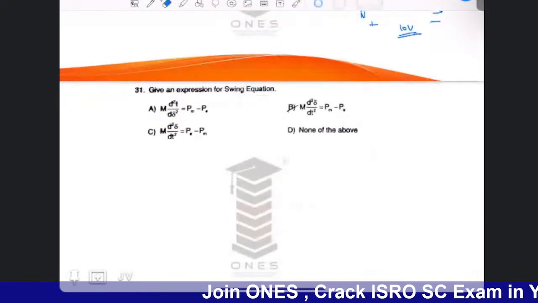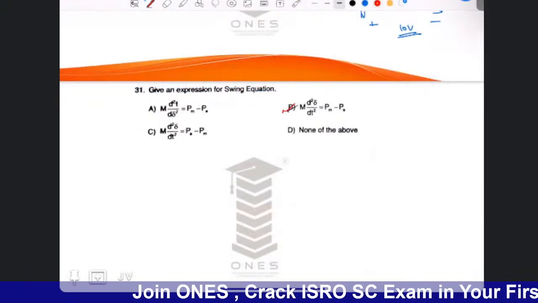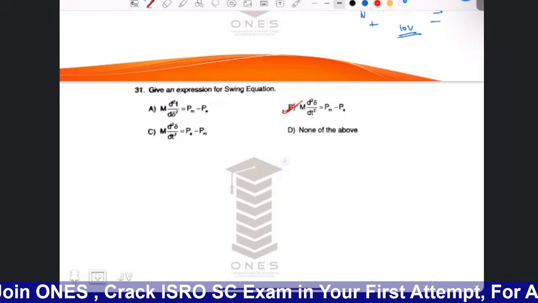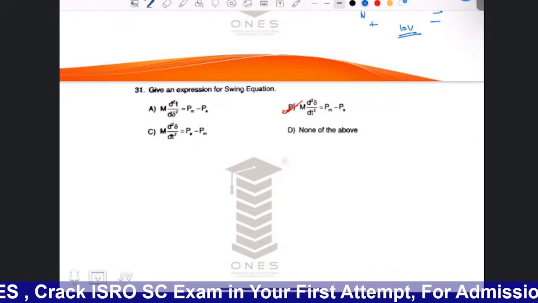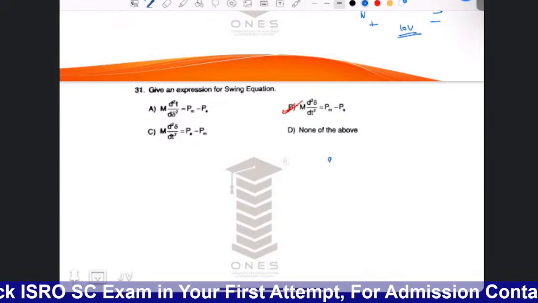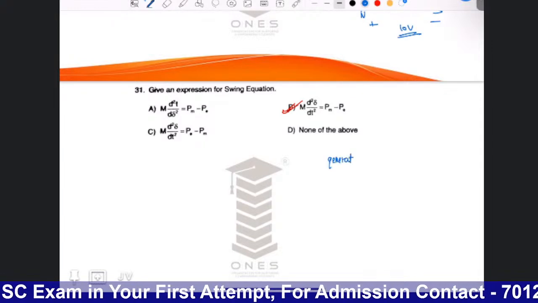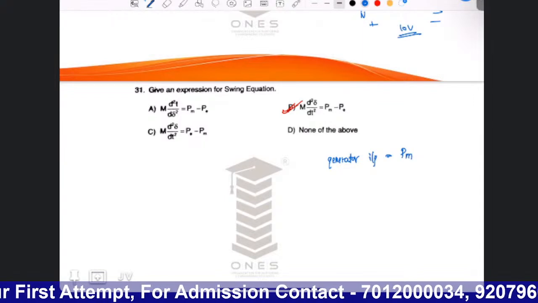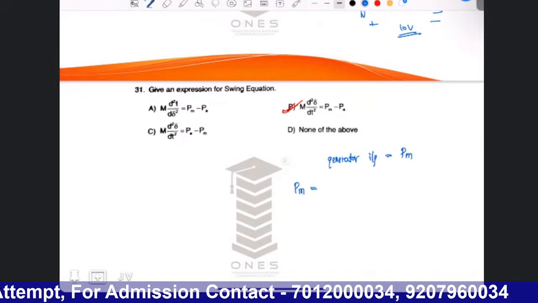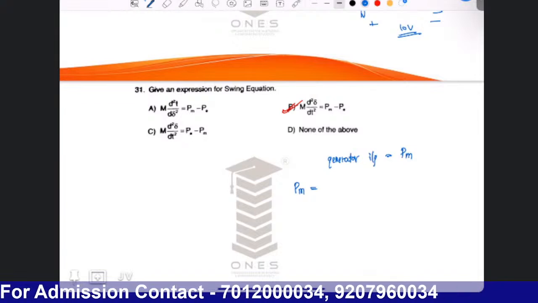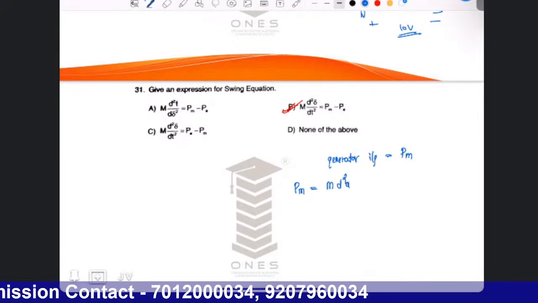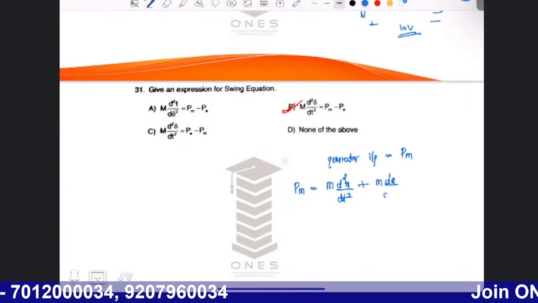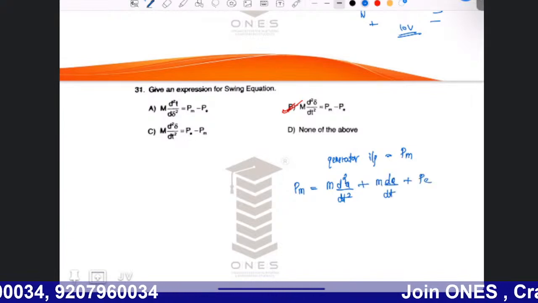Expression for swing equation will be, no doubt, it will be option B, M d square delta by dt square is equal to Pm minus Pe അല്ലെ? ഇവിടെ എന്താണ്? ഇൻപുട്ട് പവർ. ഇതെന്താണ്? This is a generator അല്ലെ? ജനറേറ്ററിൽ ഇൻപുട്ട് പവർ is mechanical power Pm. ഈ മെക്കാനിക്കൽ പവർ Pm is used for what? It is used for M d square theta by dt square plus M d theta by dt plus Pe.